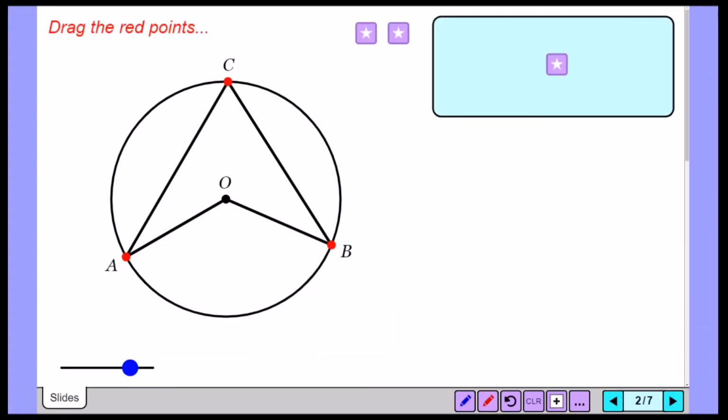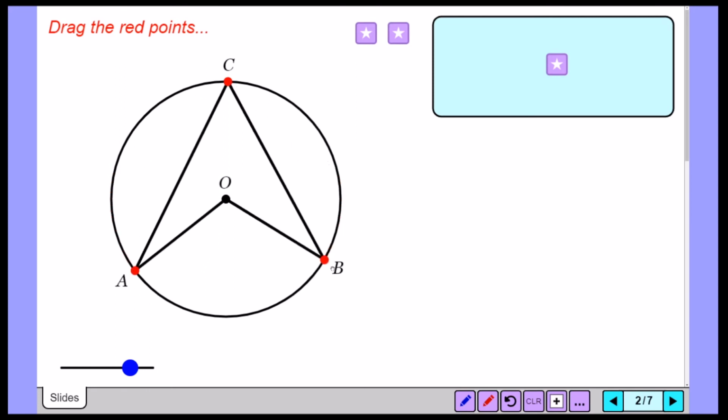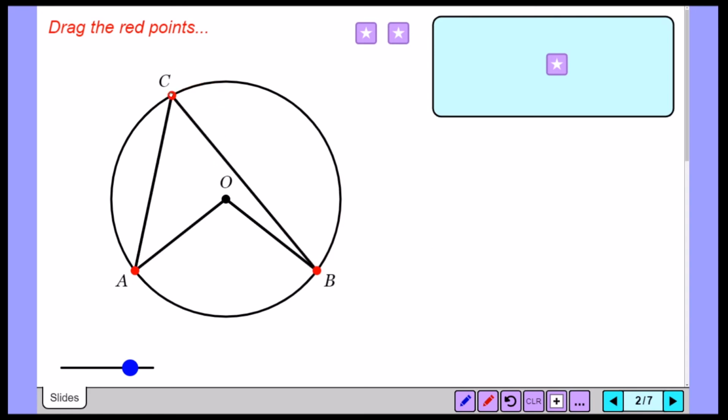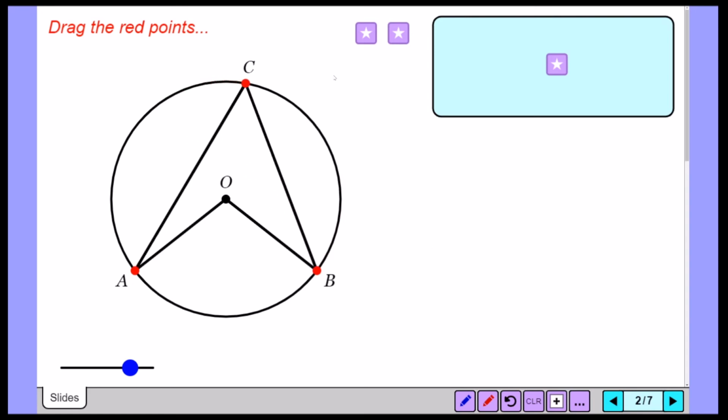Here is the second and final circle theorem of today's lesson. This one I refer to as the arrow. As I move the points around the circumference of my circle, is there anything that you notice about the angles inside the arrow? This might help.